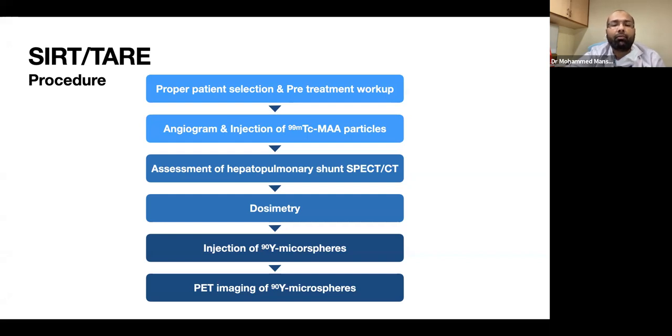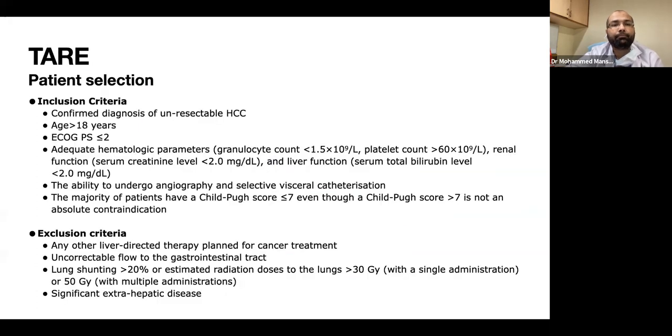This is followed by PET imaging of yttrium microspheres, or you can do a Bremsstrahlung SPECT imaging. This is not an essential step, but it helps to confirm and see the concordance of the distribution of microspheres with the distribution of MAA particles. Now let us see each step in detail.